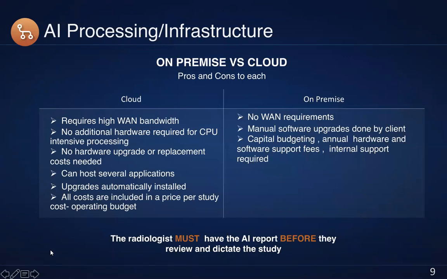On premise, again, you don't have the wide area networks, but you have to make a place for the hardware. Any software upgrades need to be done manually, and then you have to have capital budgeting, not just for the initial hardware and the initial software, but also annual hardware and software support fees, as well as internal support. So there are pros and cons. Certainly, the cloud speaks a lot more positively to AI processing in the infrastructure than on-premise, but you do have some people that want to maintain their own hardware, and some people that want a hybrid solution of cloud and premise both. So, thanks, Mike.